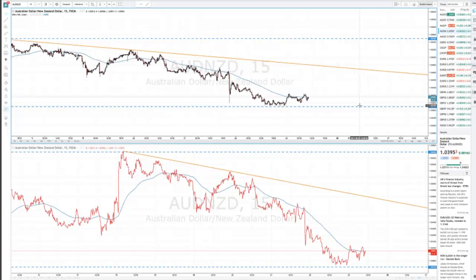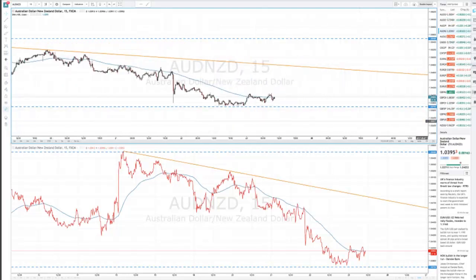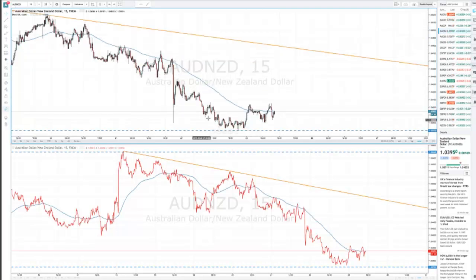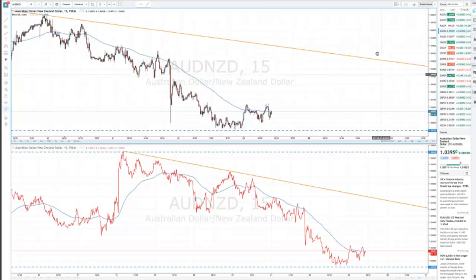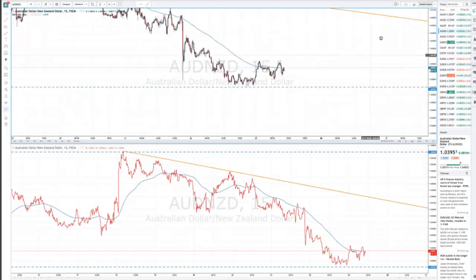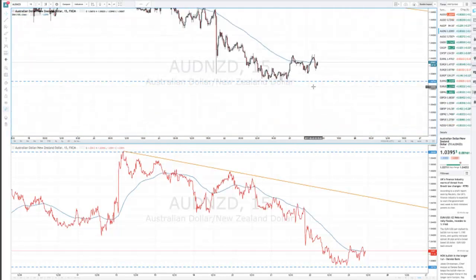But there are lots of stops behind these levels. So if the market can get beyond that level, then it's going to be a great indication that it's going to continue going short. So the most obvious trade right now for something like the Aussie New Zealand is actually a break beneath this level here, and you stop above the highs.